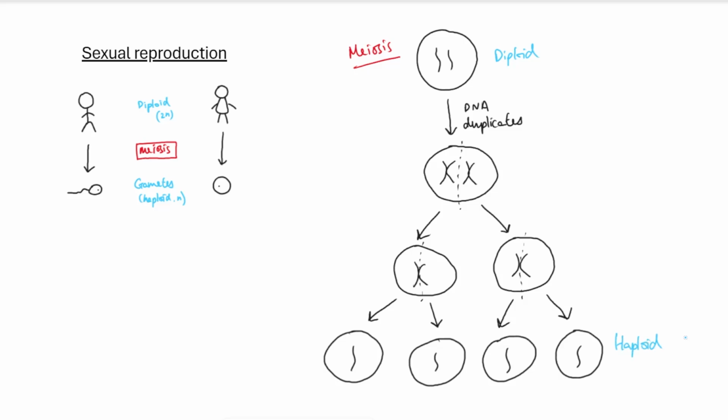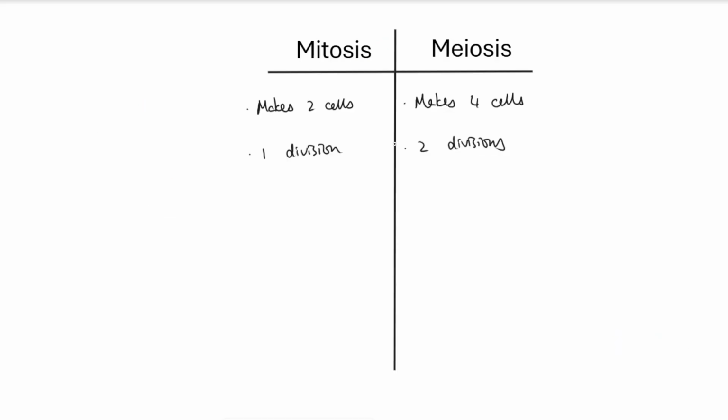So again, if we compare to mitosis, both of them require the DNA to duplicate to start with, but the difference is that in meiosis, the cell splits twice to form 4 genetically different daughter cells, whereas in mitosis, the cell splits once to produce 2 genetically identical daughter cells. So we can summarize it in a table like this.